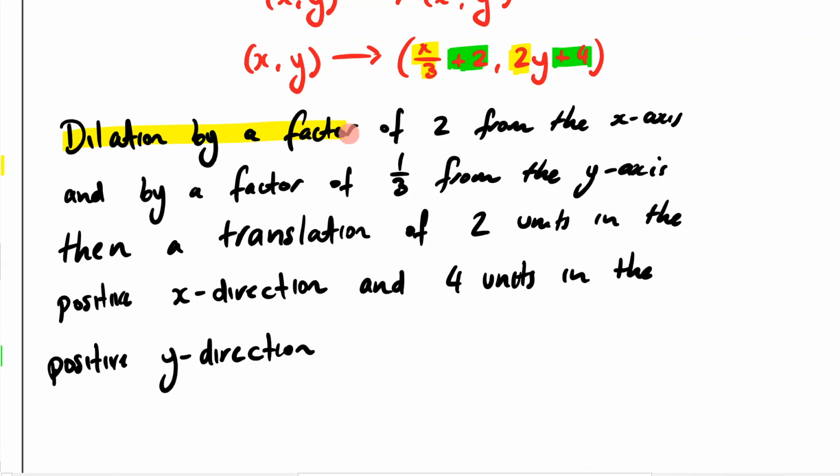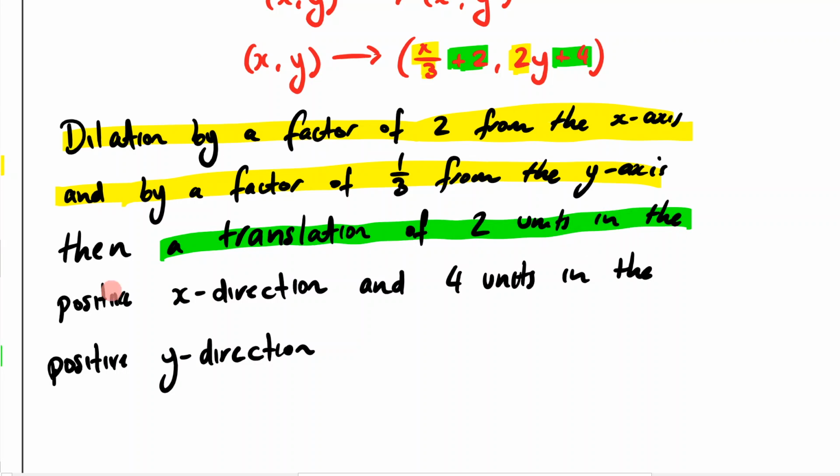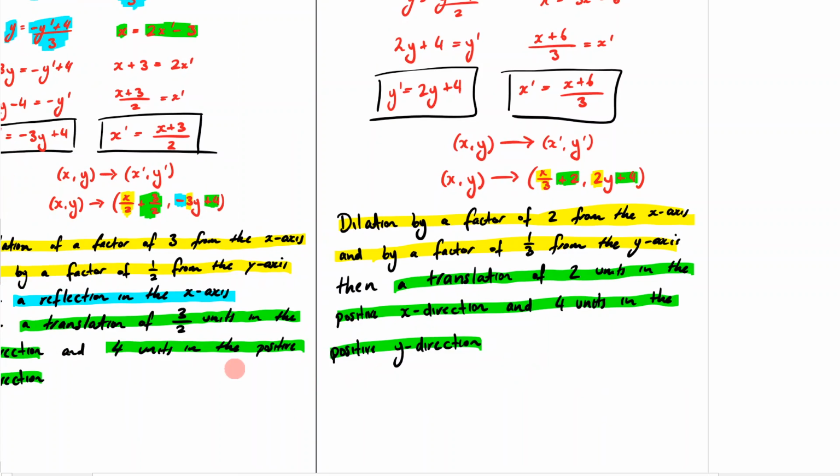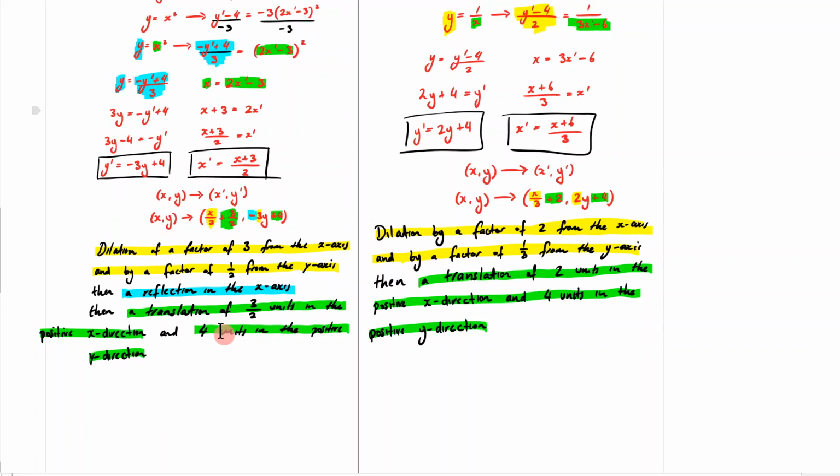I first read off my dilations, then I read off my translations. And as you can see by the method, the way I'm doing it is I'm reading off the x dash y dash. And I'm done. That's how you would approach it. Look at all that work. There's a lot of work there.